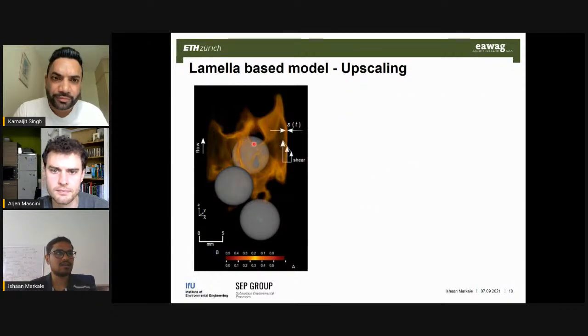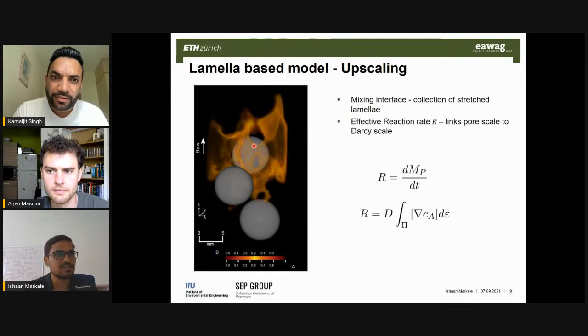So this mixing interface is a collection of these stretched lamellas, and the effective reaction rate, which is the rate of change of the mass of product in this case, is integrated over the whole interface of these lamellas in order to get the effective reaction rate. That depends on the concentration gradient inside the thickness of the lamella, as well as the area epsilon of the lamella. And this is integrated all over the area pi of the lamella. And I will explain this in more detail now.